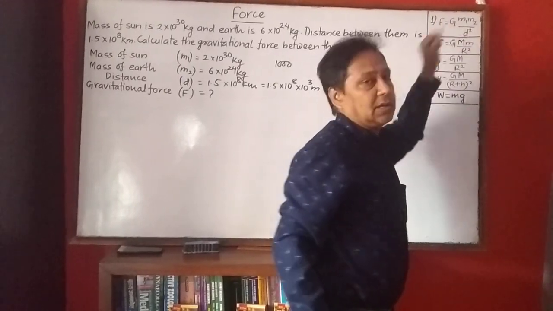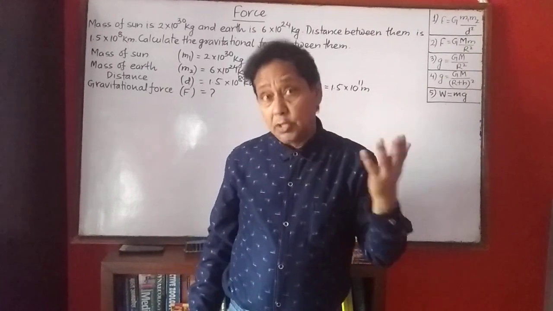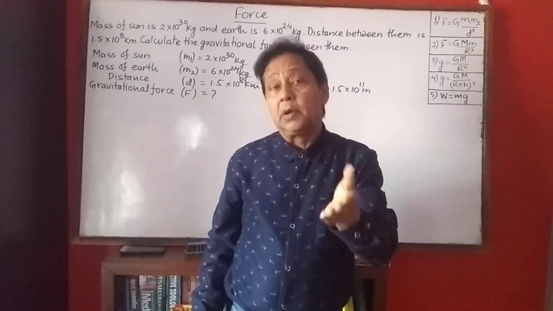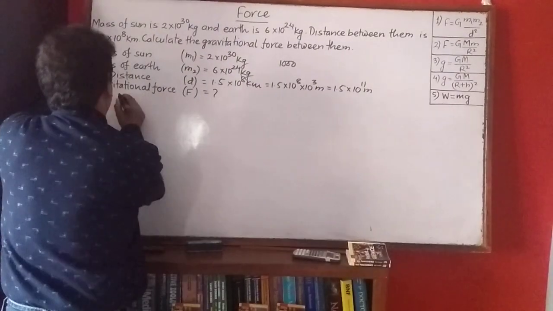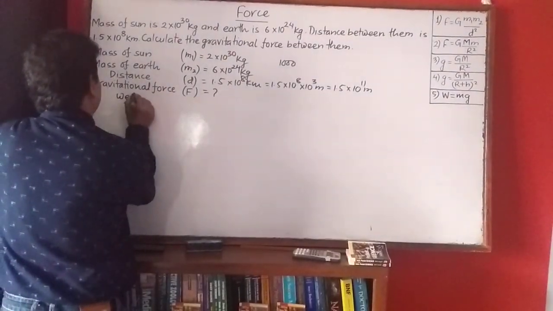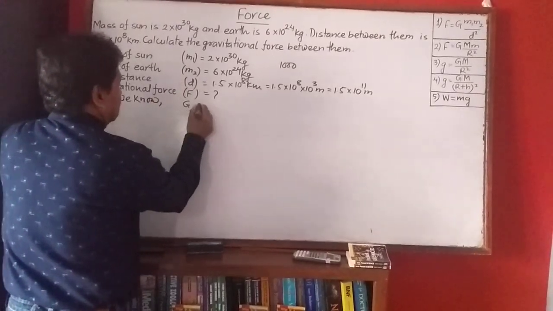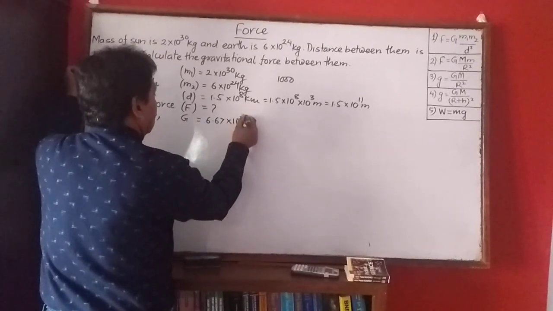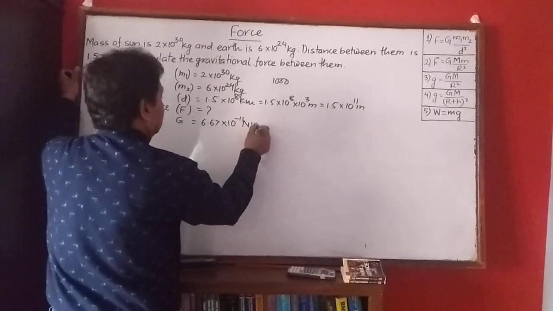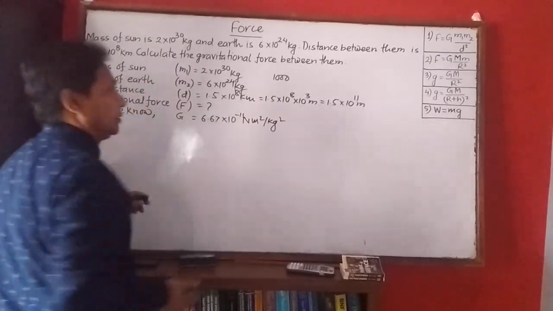Now this G may or may not be given in the numerical problem, but if not given, we have to write it ourselves. That's why we can say here, we know what we know. G is equal to 6.67 into 10 to the power minus 11 Newton meter square per kg square. If it is not given, we have to write it ourselves.